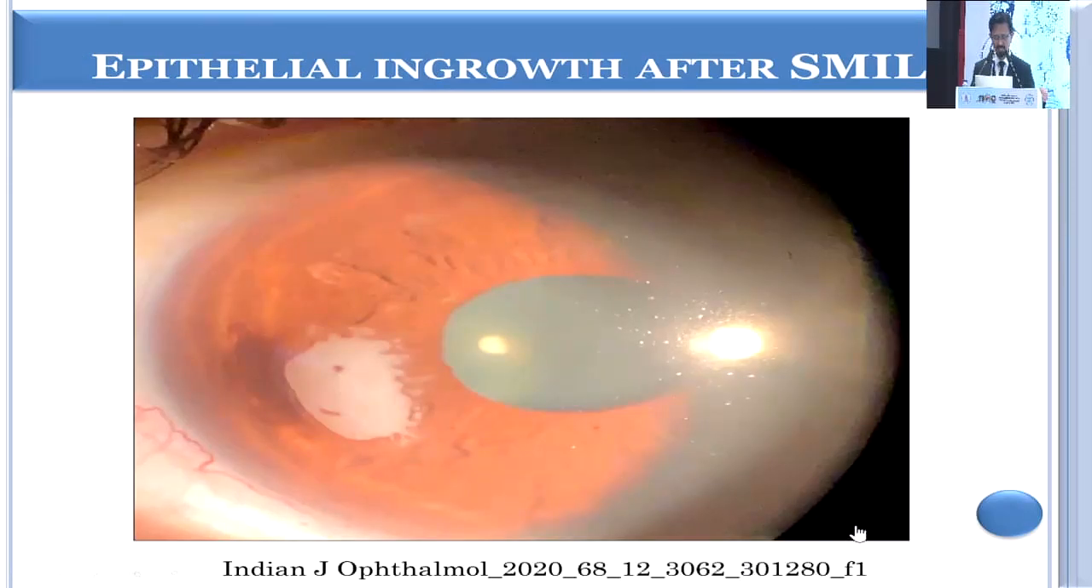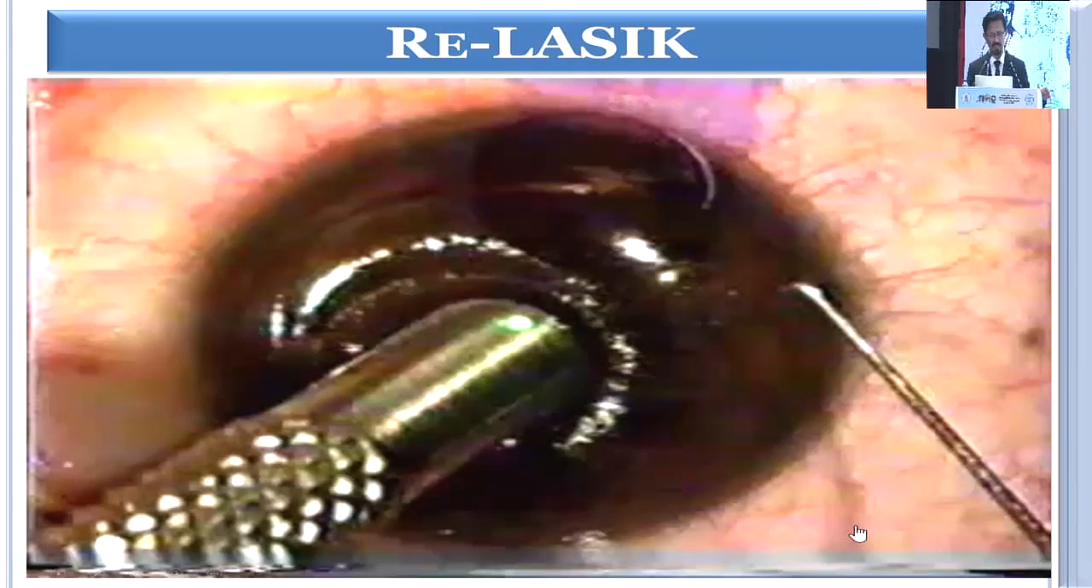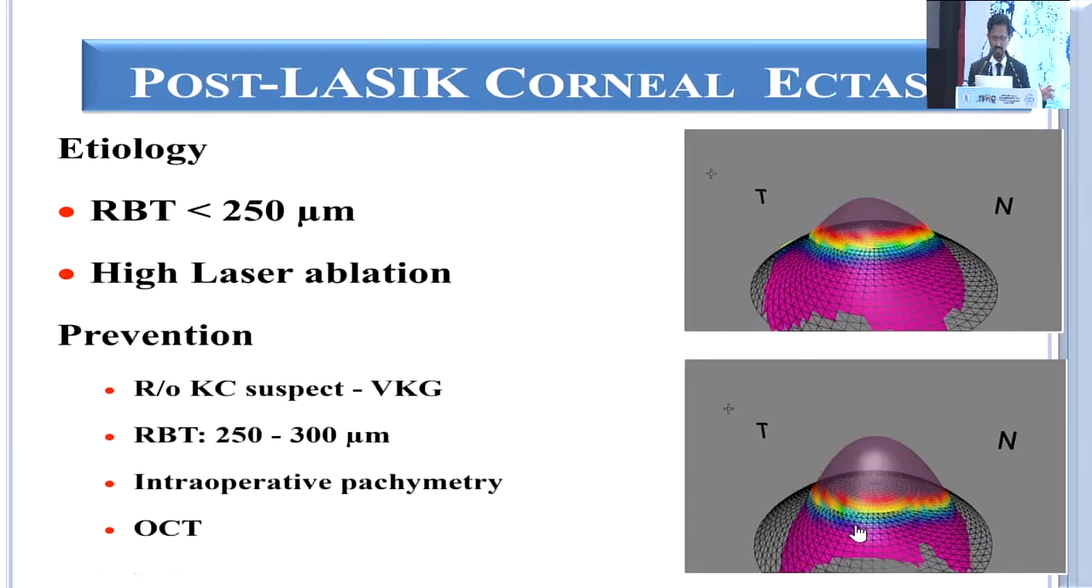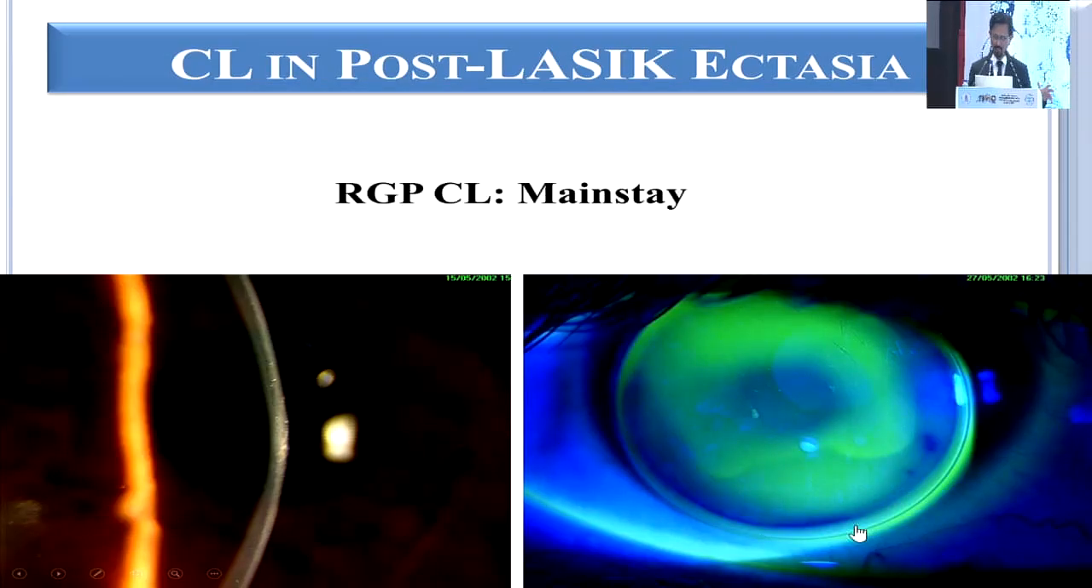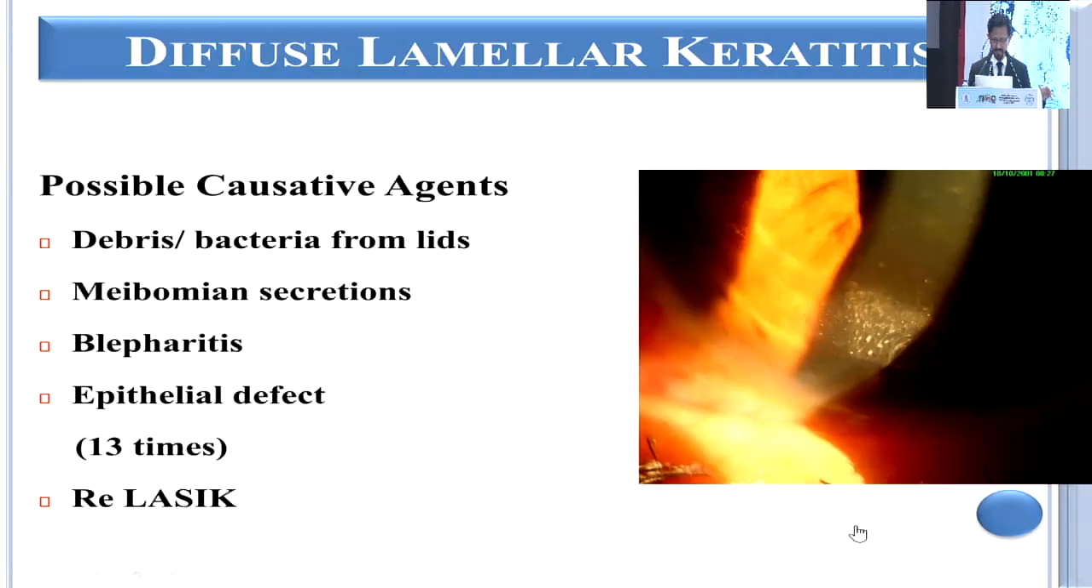The epithelial ingrowth can be seen even after SMILE, but very less frequently. In undercorrection or overcorrection, you do re-LASIK. If there is post-LASIK ectasia, then RGP contact lens is the mainstay. You can also do intracorneal ring segments. I'll just skip the video because of paucity of time.